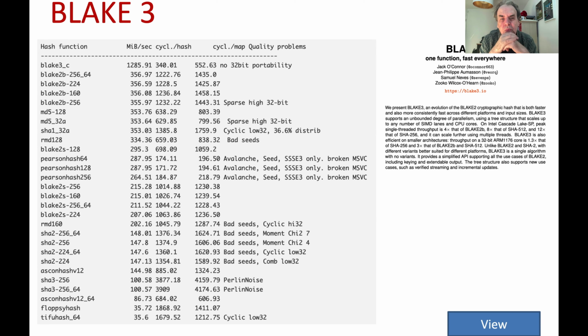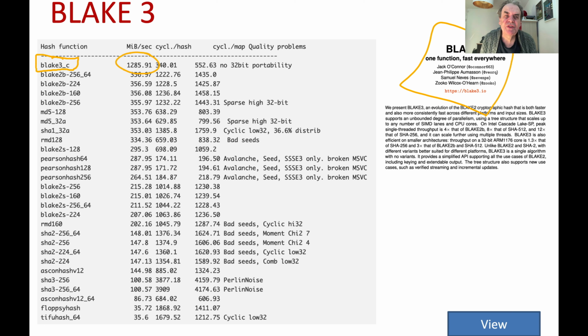Okay, so one method that's super fast. Blake was one of the contenders for SHA-3, but Keccak won, so that is now the standard for SHA-3. But Blake has developed, and the Blake 3 method is the fastest cryptographic hashing method around.